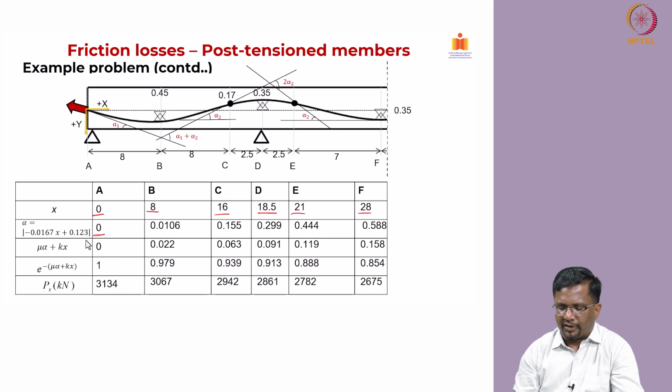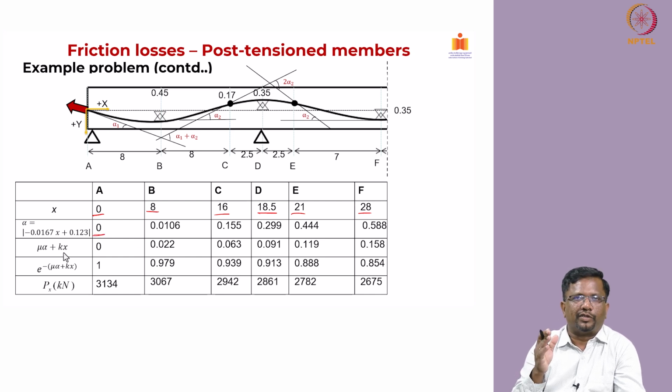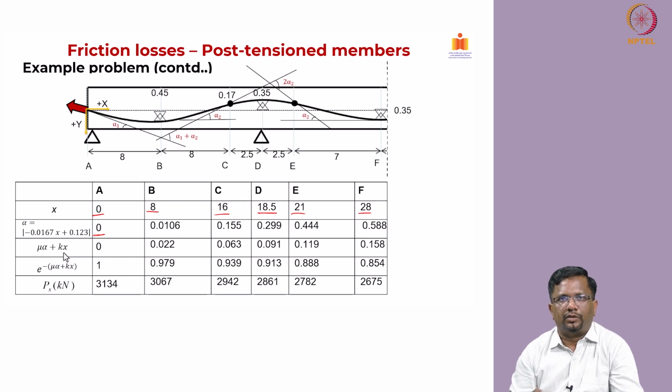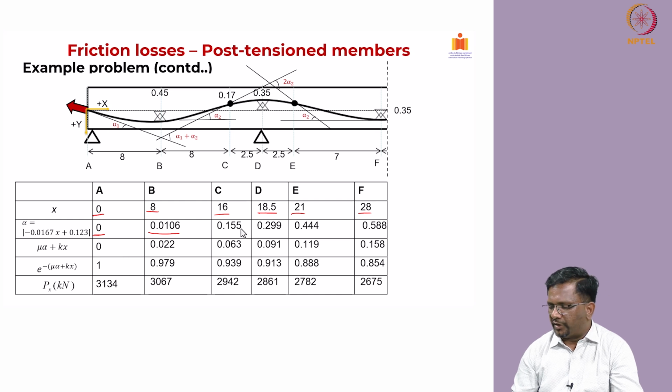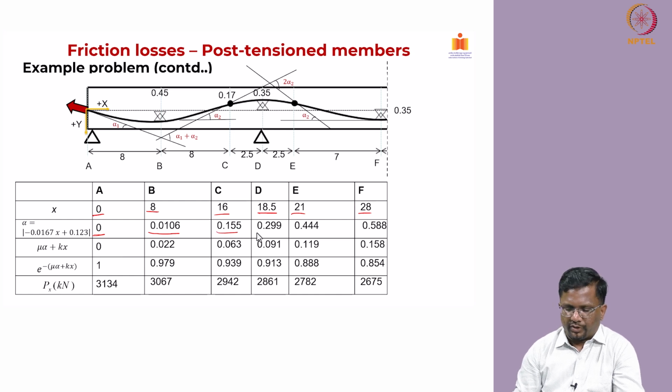This is basically the change in slope, and we are calculating with reference to A. So, if you substitute x is equal to 0, the change in slope is going to be this, and at B it is going to be 0.0106, at C it is 0.155, and so on.